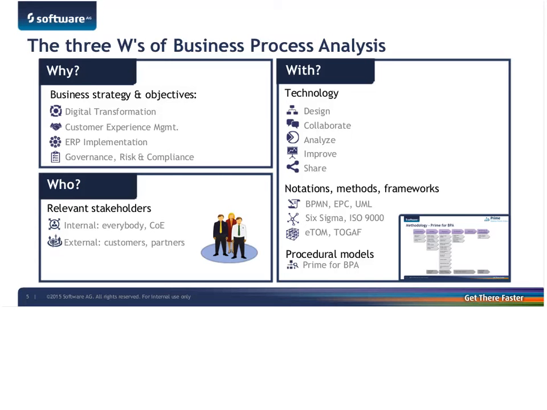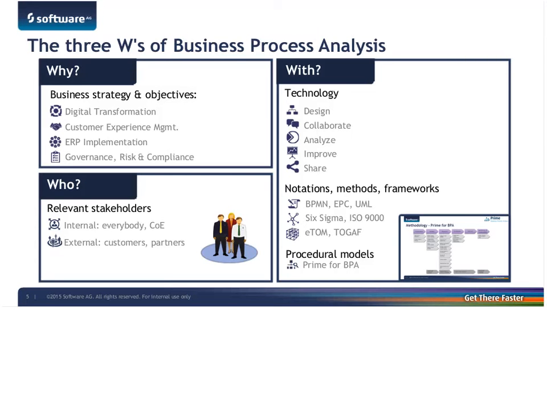Same applies for partners like suppliers, B2B partners. It's recommended to integrate them in such an initiative to make them part of that exercise. Now, how can you do business process analysis? Well, first of all, if you just want to describe a process and make one process or part of a process better, it's not necessarily needed to have a technology. You could do that on a whiteboard, simply.